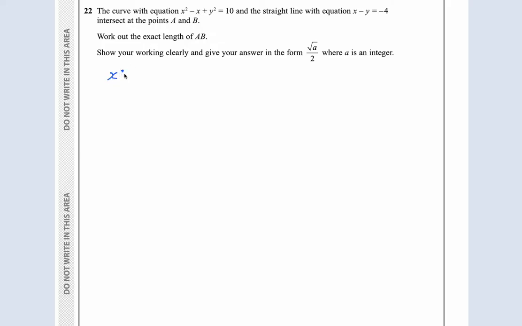Firstly, x squared minus x plus y squared equals 10. Now, this equation, x minus y equals negative 4. So using this equation, we can find either x or y and then sub it into this. I think we're probably better off finding y, just because there's only one y squared here. Both would work fine. If I add 4 to both sides and add y to both sides, I now have y equals x plus 4. And then I'm going to sub this into this. So here I have x squared minus x plus y squared, but instead of y, I'm going to put x plus 4, and it's this squared equals 10.